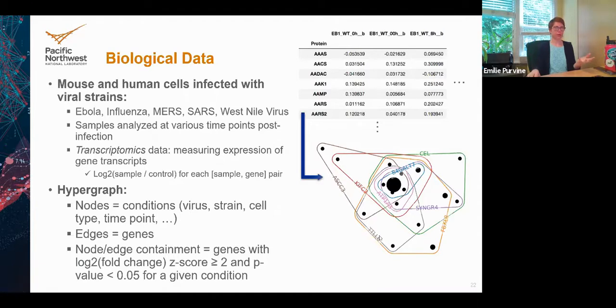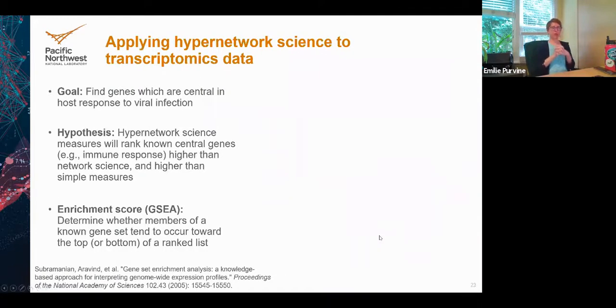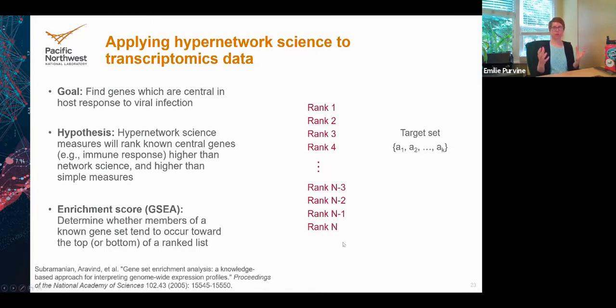So that's the hypergraph. And the goal was to find genes that are central in host-responsive viral infection. And our hypothesis was that the hypergraph, or the hypernetwork science measures, would be able to find genes that are important to host response better than network science would. And to test this hypothesis, we use something called gene set enrichment analysis. And so, a sort of pictorial example of what that is.